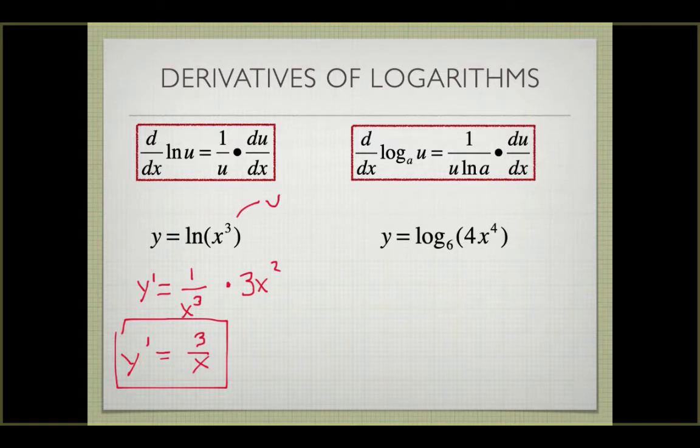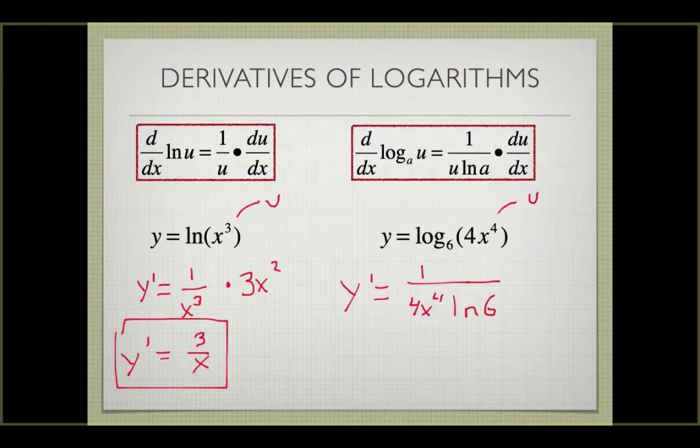When we do the next one, we have y equals log base 6 of 4x to the 4th power. Again, in this case, our u is this 4x to the 4th power. And it says to take 1 over the u, which is 4x to the 4th. We're going to have that times the ln of a, and our a is our base, so ln 6. And then we're going to take that times the derivative of u with respect to x.